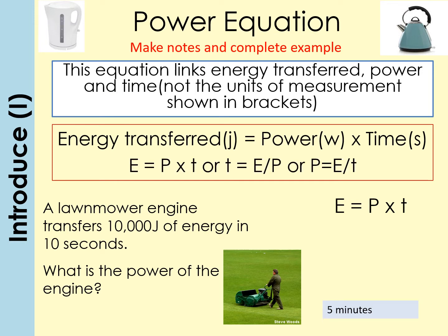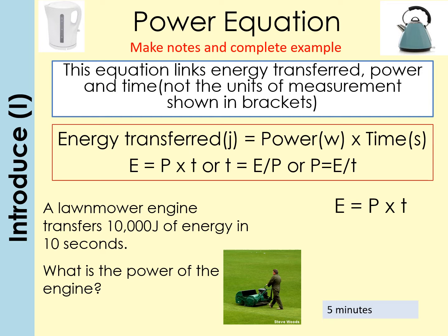What I've done underneath is shown the different rearrangements of the formula. So E equals P times T as above. If you want time, then you need to divide energy by power. And if you want power, you divide energy by time. Okay, so underneath is a worked example of the sort of question that you might get on this really basic energy transferred equals power times time.